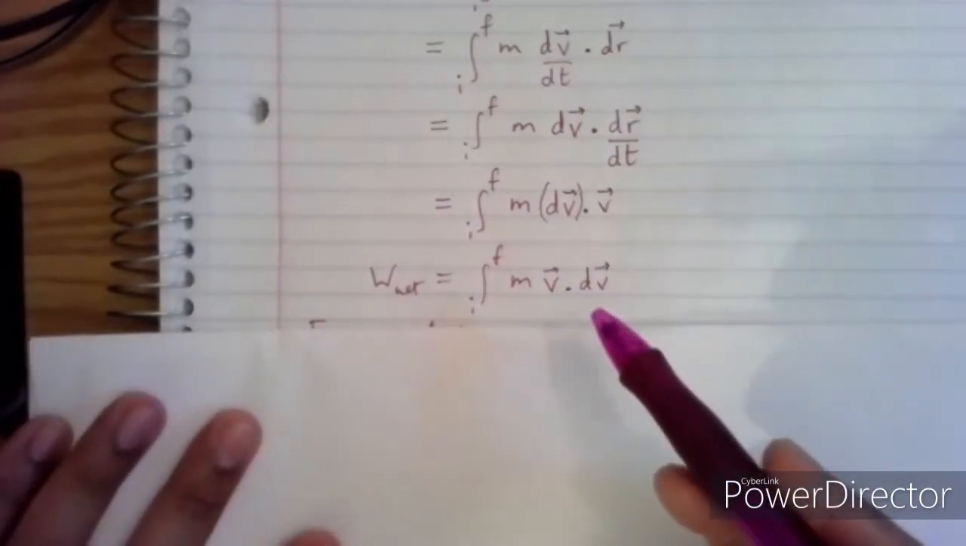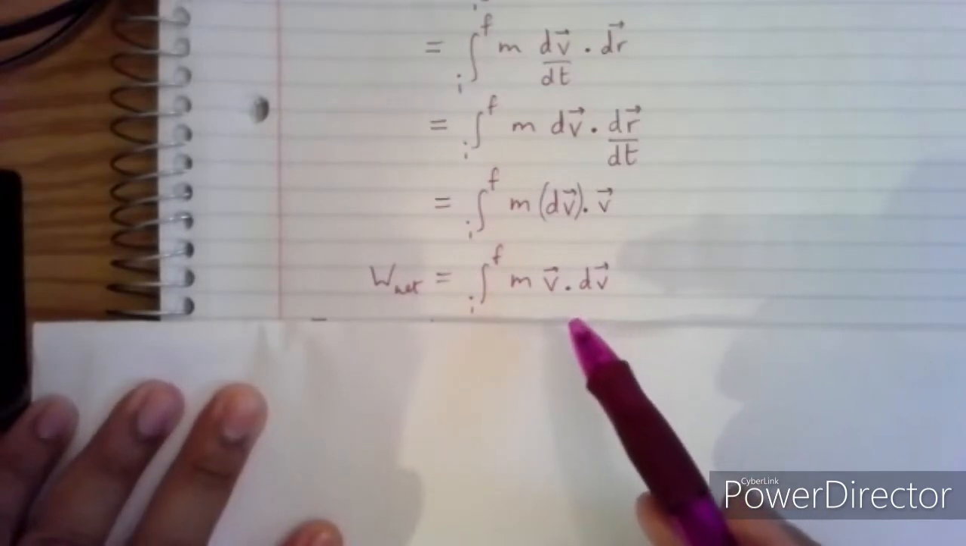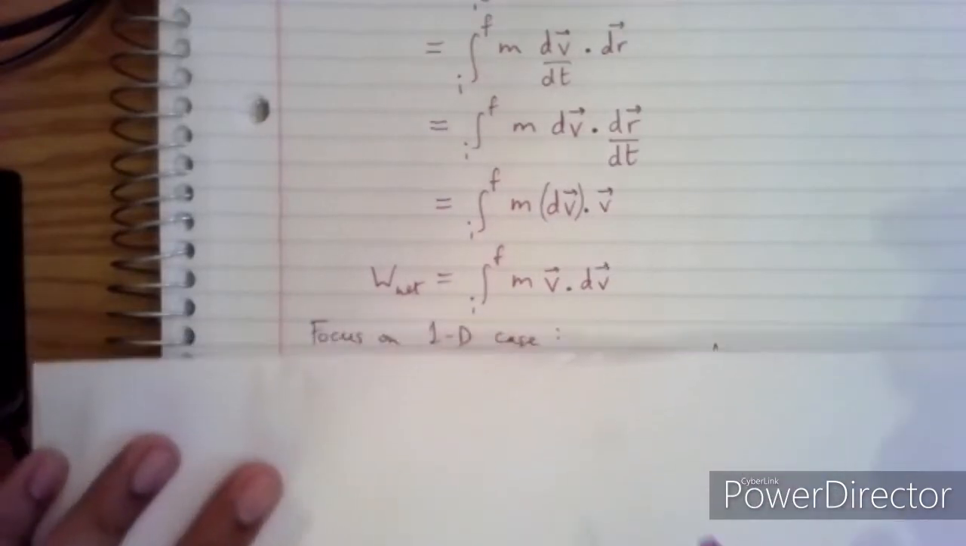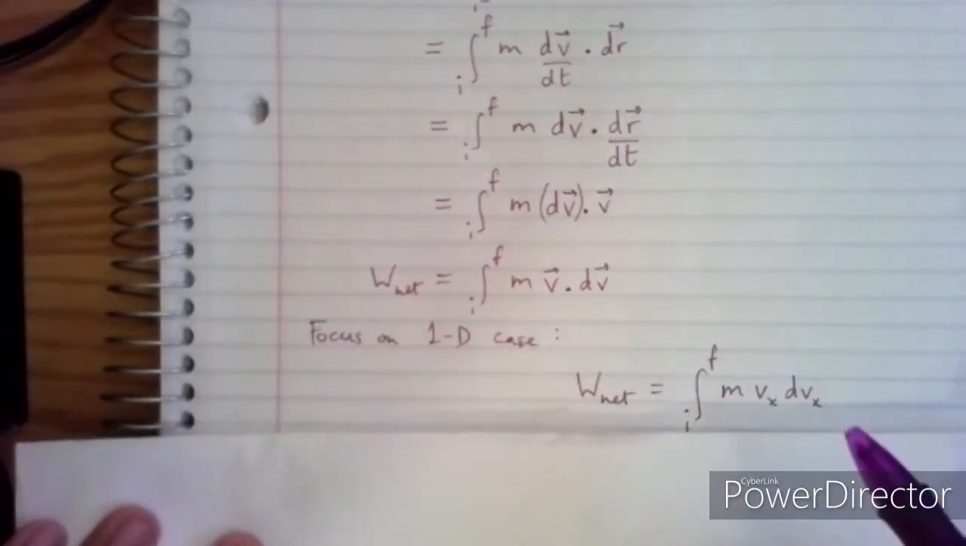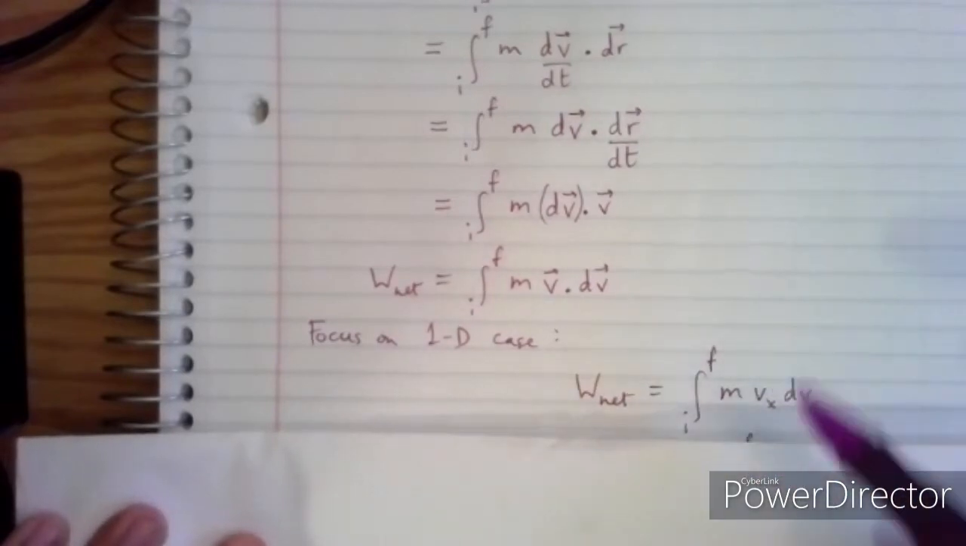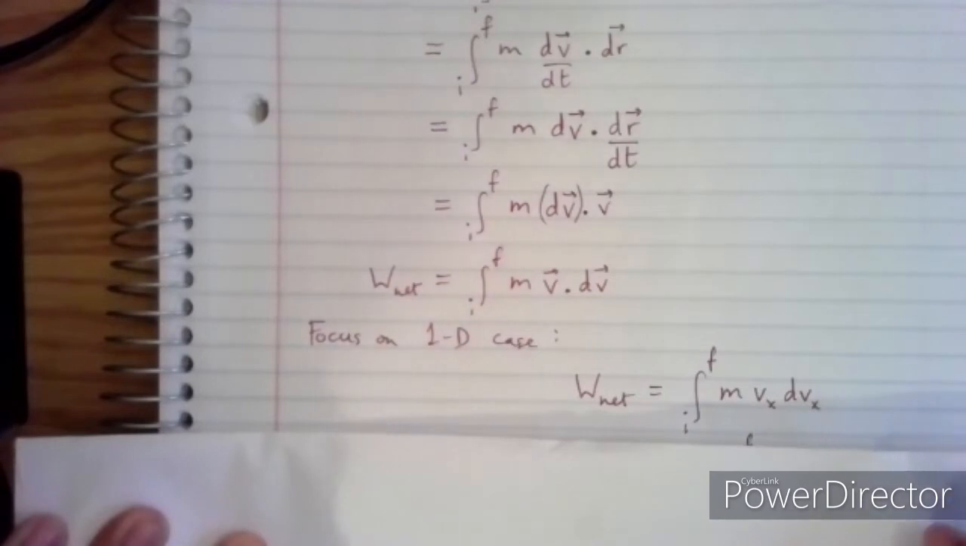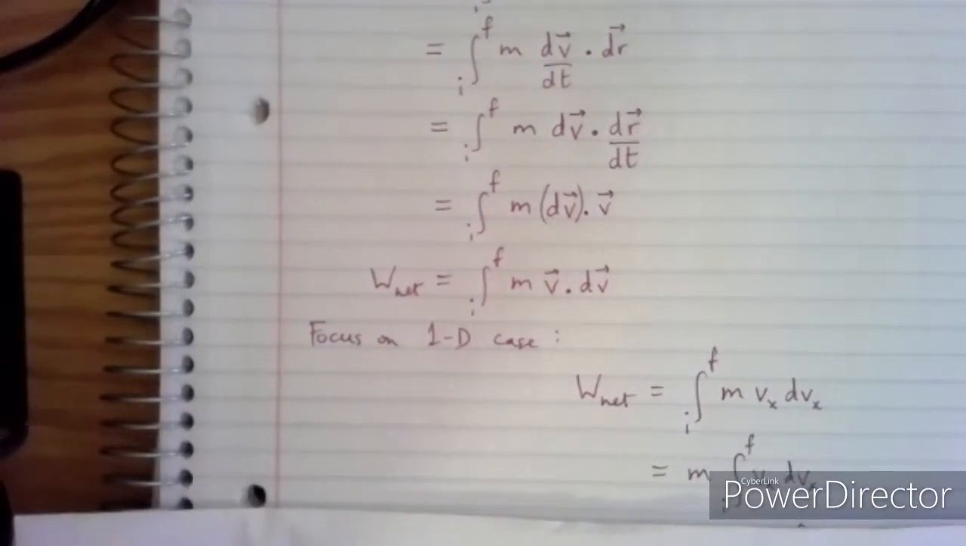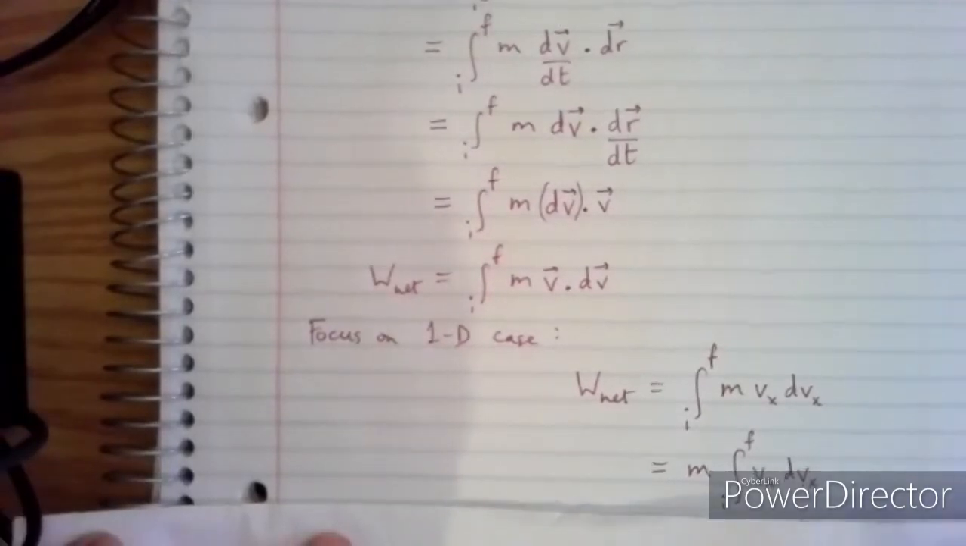To evaluate this more simply, we will look at the 1D case, but the same ideas hold even in the 3D case. So in 1D, this integral becomes simply the integral from initial to final of m vx times dvx. Right? So all the forces and velocities and displacements are all in one dimension. m is a constant, so we can pull it out. And what do we have? We have the integral of vx dvx, but that's like the integral of x dx.